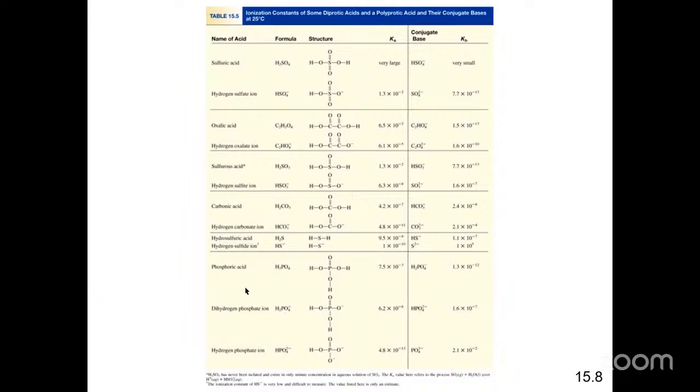But if you come down to something like hydrogen phosphate ion, this is the Ka value, this is the Kb value. As you can see, the Kb value is large compared to the Ka value, and that's because this particular ion is a weak acid, which means that its corresponding conjugate base, relatively speaking, will be strong.